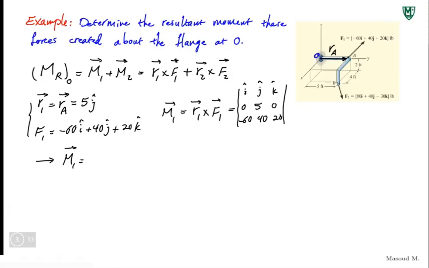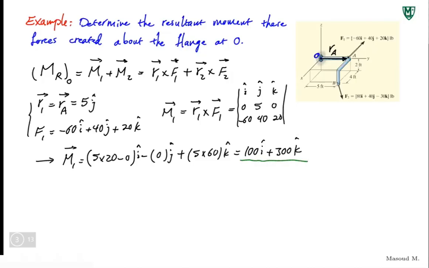So if I go with the first row and first column, I get rid of, so that would be 5 times 20 minus 0, i. First row, second column would be 0 and 0, so I don't get anything from there. Plus, first row, third column would be 0 minus 5 times 60k. This will give you 100i plus 300k. This is M1, vector M1.